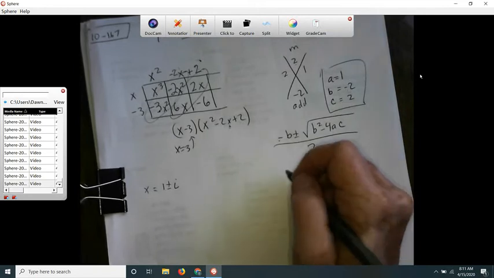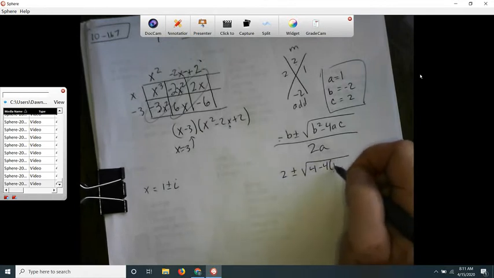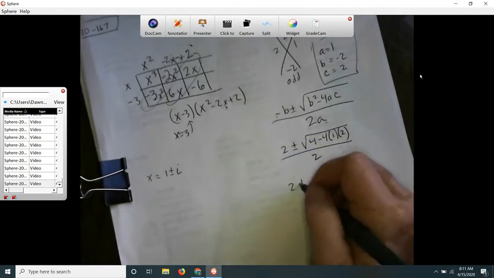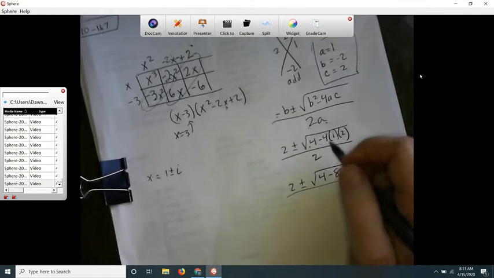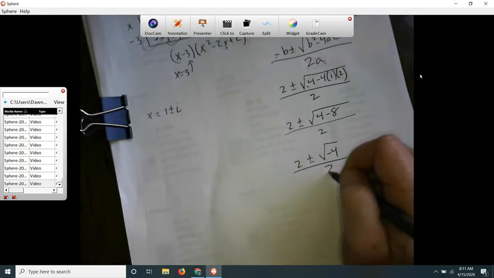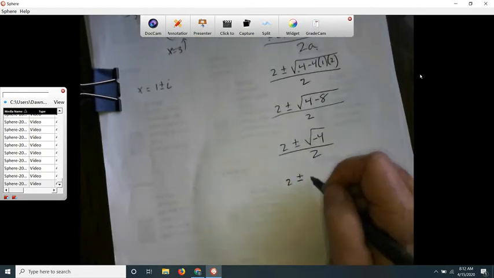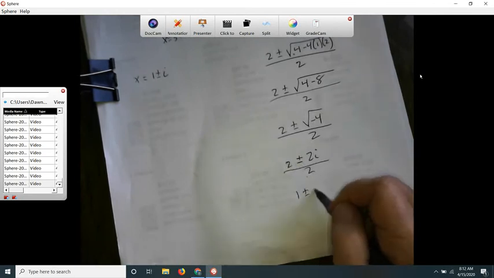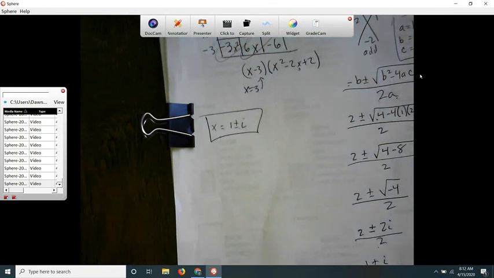Negative b, so the negative of negative 2 is 2. Negative 2 squared is 4 minus 4 times a times c all over 2 times a. Minus 8, so yeah, that's why it wouldn't factor. Okay, so square root of negative 4, that's going to be 2, and then since it's negative, it's going to be i. And if I cancel out my 2's, I get 1 plus or minus i. 1 plus or minus i. And that's actually what they want for their answer. So that's the other roots that they were looking for.